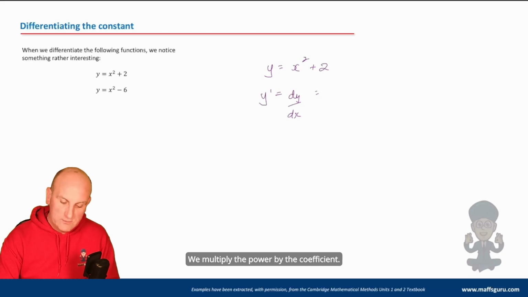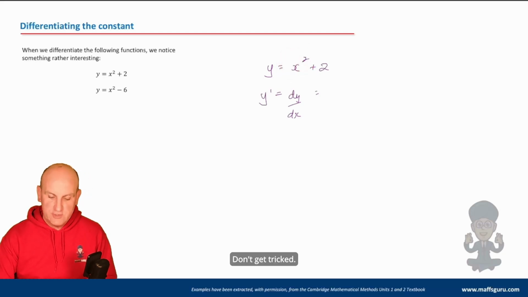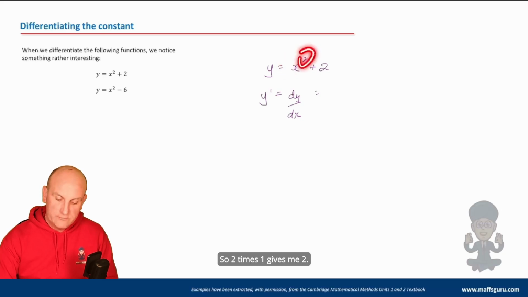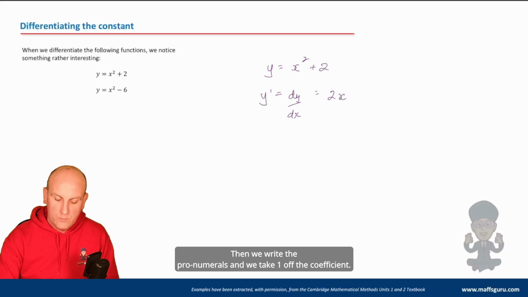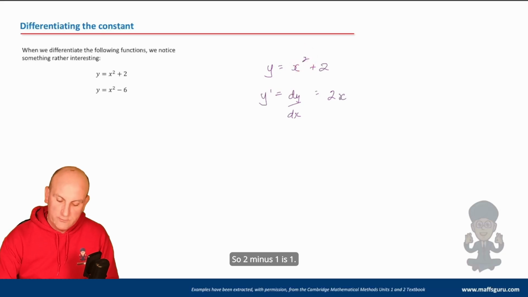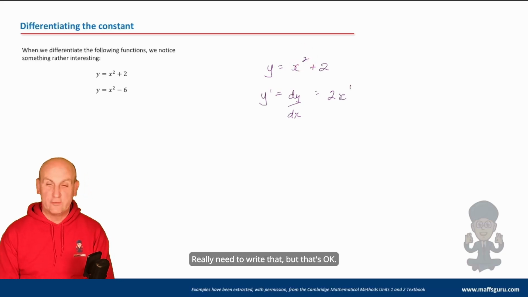Well, okay, what do we do? We multiply the power by the coefficient, and it's not a coefficient of 0. Don't get tricked. That's a coefficient of 1. So 2 times 1 gives me 2. Then we write the pronumeral and we take 1 off the power. So 2 minus 1 is 1. Don't really need to write that, but that's okay.